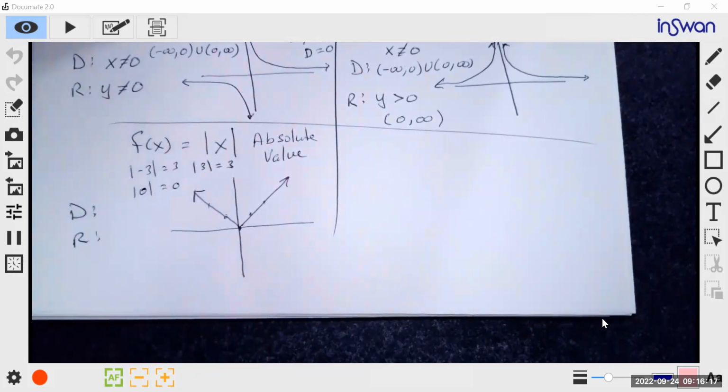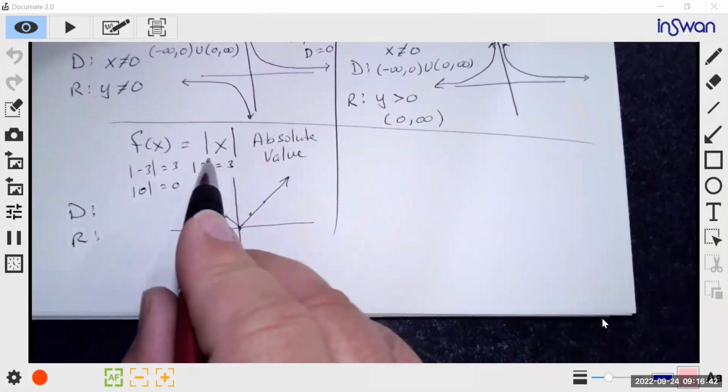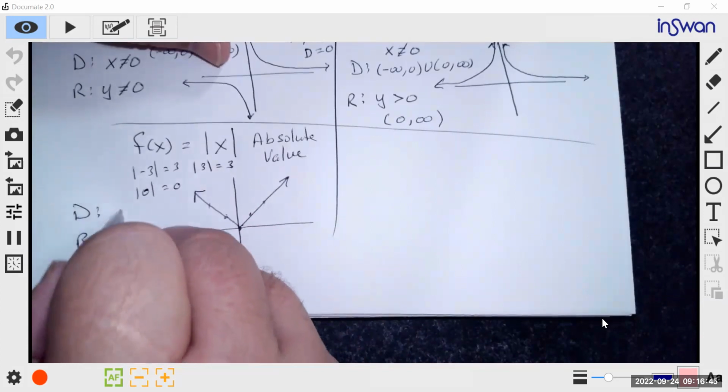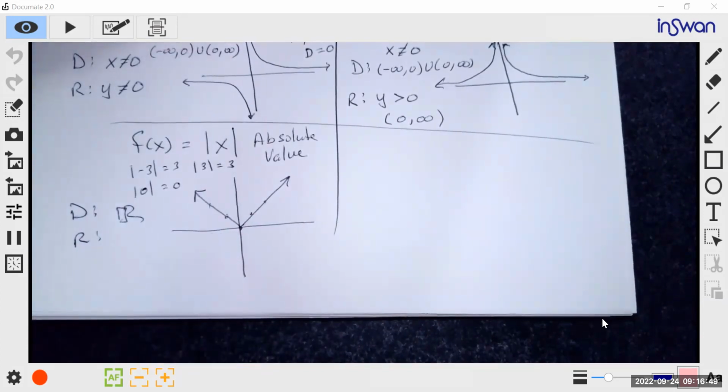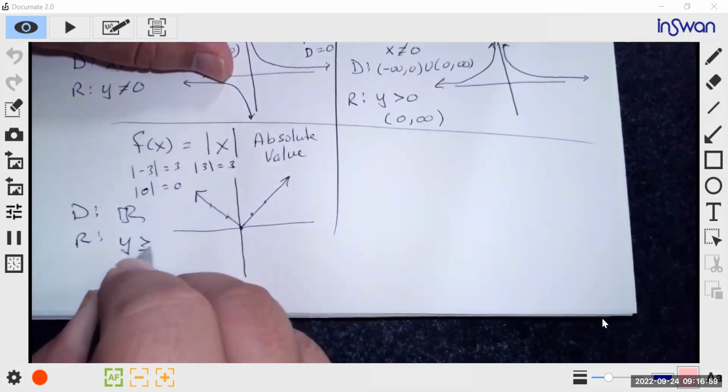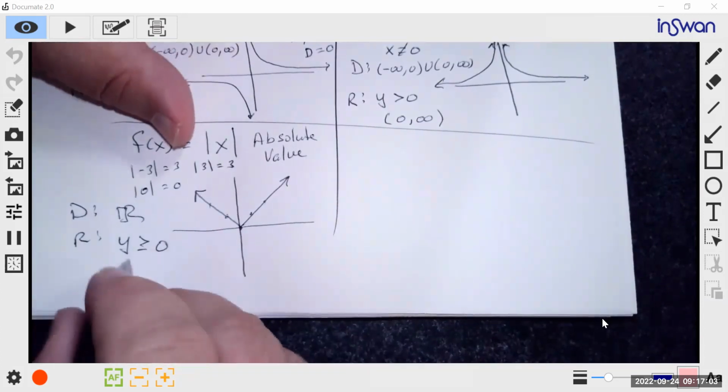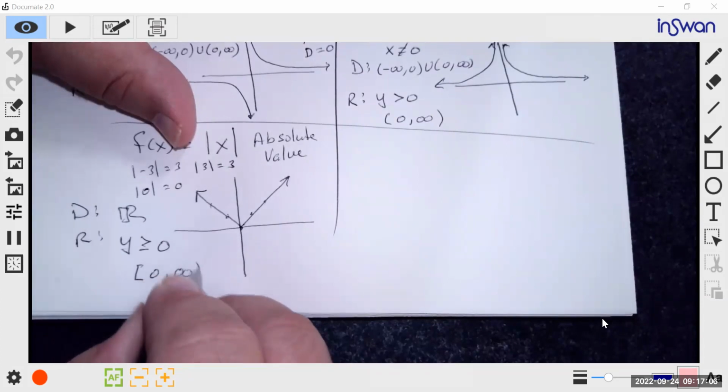How about the domain and range? What's my domain? Can I use negative numbers? Yes. Can I use 0? No. It's part of the graph. Oh, yeah. Absolute value of 0 is 0. Can I use positives? Yeah. So this is all real numbers for the domain. Negative infinity, positive infinity. How about the range? Very good. Y is greater than or equal to 0. That's as low as it can go. Or bracket 0, infinity.